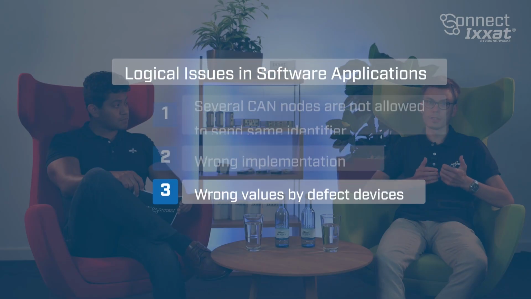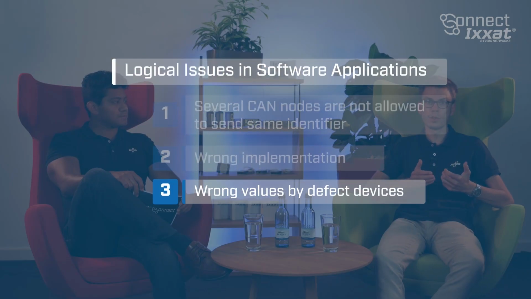The third issue is the output of incorrect values in the system. This is usually caused by faulty or damaged devices within the network. For example, if a sensor is malfunctioning, it might send incorrect data, which could lead to erroneous operation. It's important to regularly check the health of each device in the network and replace or repair it if necessary.